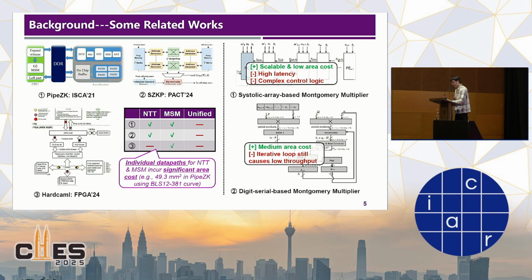In recent years, there are some very good accelerators for ZKP. However, many of the current approaches still use individual data paths for NTT and MSM, which will incur significant area cost. For the design of the Montgomery modular multiplier, the systolic array design or the digit-serial design in previous works are scalable and have low area cost, but their architecture still involves feedback loops, resulting in low throughput compared to the fully pipelined design.